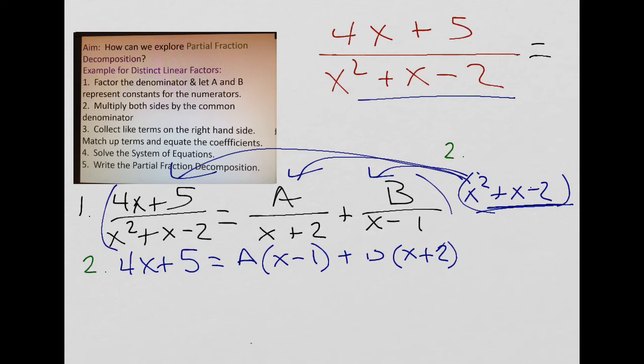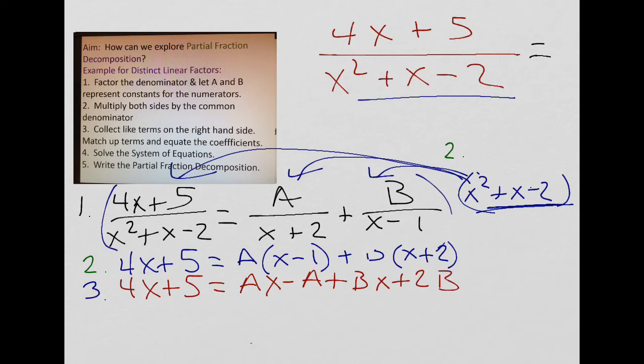All right, so I want to neaten that up and go on to step 3. So this is collect like terms on the right-hand side, match up terms and equate coefficients. It's a lot of things here. The left-hand side is pretty simple. The right-hand side, we do have to distribute out the A and the B and combine like terms. So we have here Ax and a Bx. A and B are some numbers, we don't know what they are.